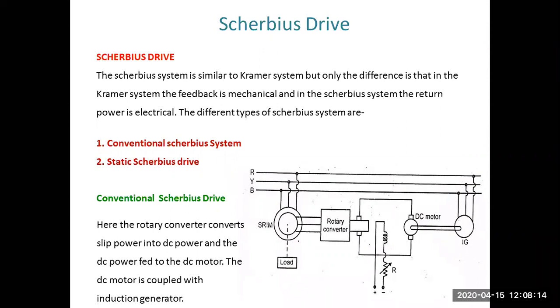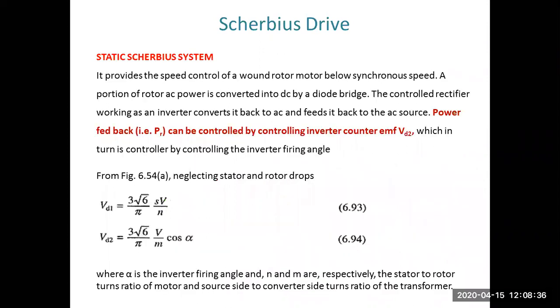Okay, so this is the basic difference between Scherbius and Kramer, and this is the conventional Scherbius drive, or conventional Scherbius system. So in the exam, you can classify. First, you will classify the Scherbius drive into two systems: the conventional one and the static one. Now, after discussing the conventional Scherbius drive, you will get back to the static Scherbius drive or static Scherbius system.